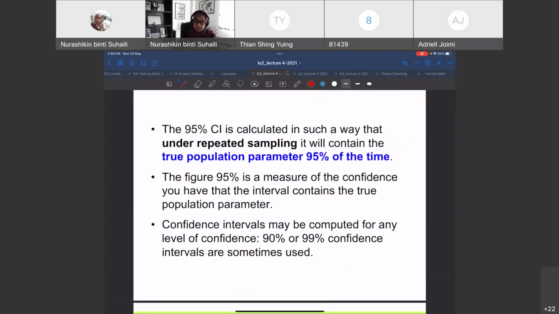The 95% confidence interval is calculated in such a way that under repeated sampling, it will contain the true population parameter 95% of the time. This is what I mentioned just now. It is a measure of the confidence you have that the interval contains the true value. Other values could be 90% or 99%, but 99% is too high sometimes, so 90% and 95% are the common confidence interval values used in statistics.